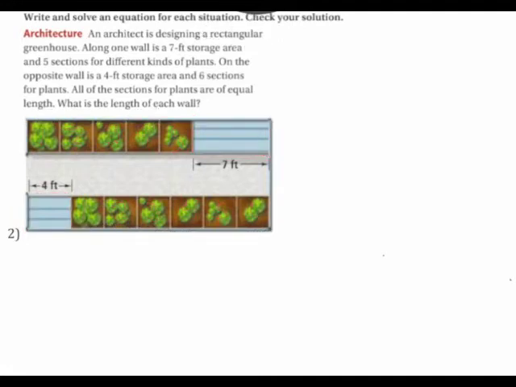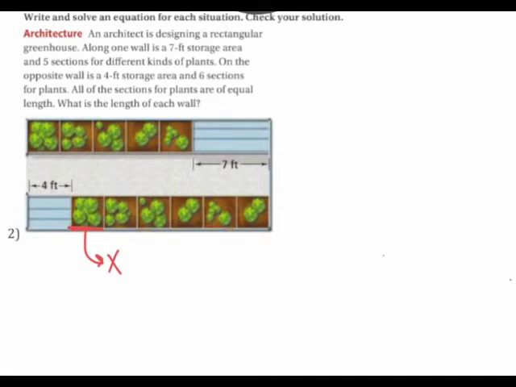Now the question they want us to answer is, what is the length of each wall? So what we're trying to find is this entire length here, which is equal to this entire length here. Now we could let that be our unknown, the length of the entire wall, but it's actually going to be easier for us if we let this length be our unknown, the length of one of the plant sections. So let's let this length represent x. And again, remember, all of these sections have the same length.